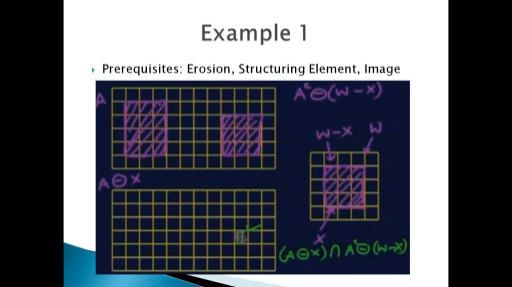And that is essentially the formula for finding a hit or miss. It's written in green there. The formula is A eroded by X, an image A eroded by a structuring element X, intersected by A complement eroded by W minus X. You can see the output on the bottom. We found where that structuring element, the shape, is located.